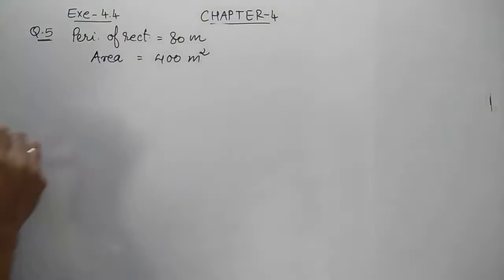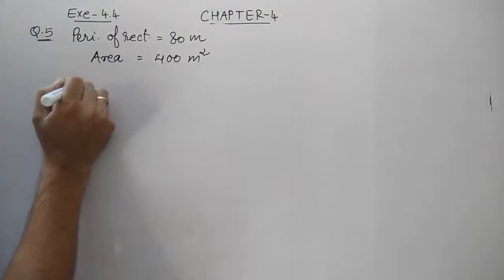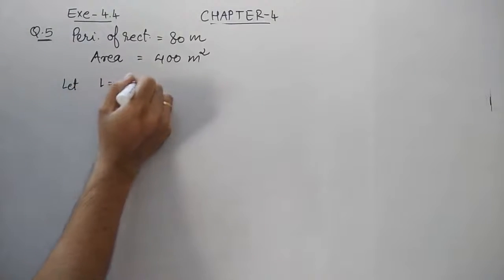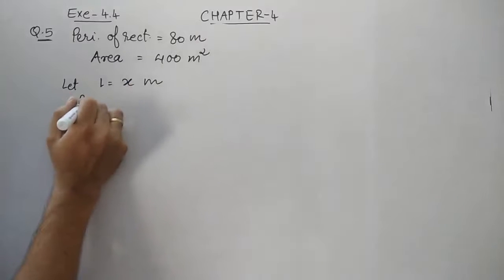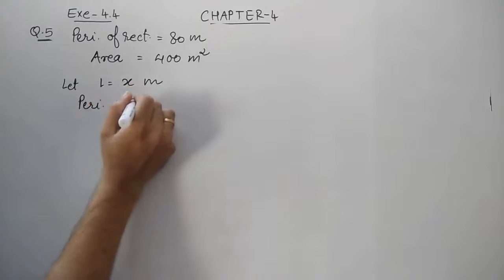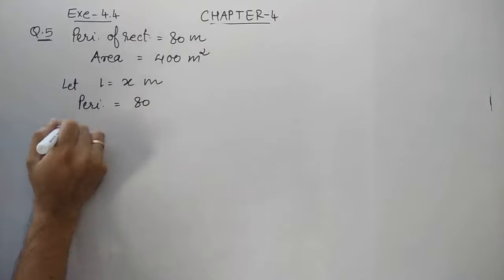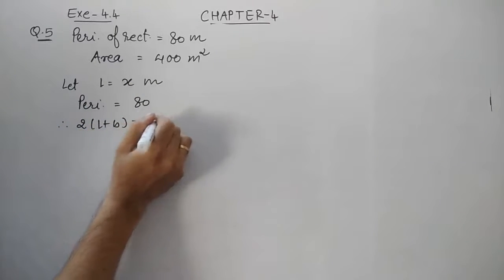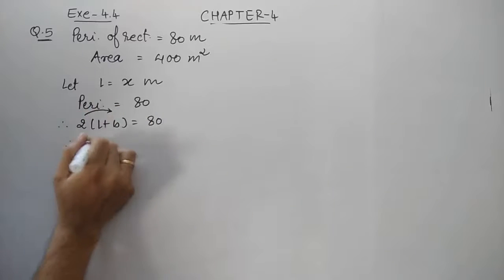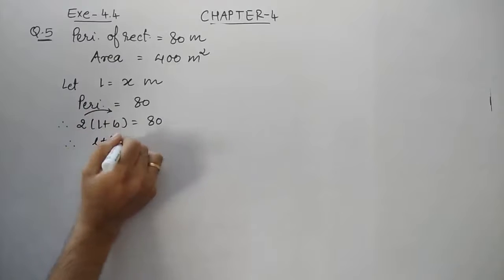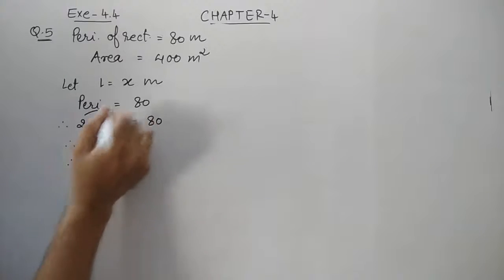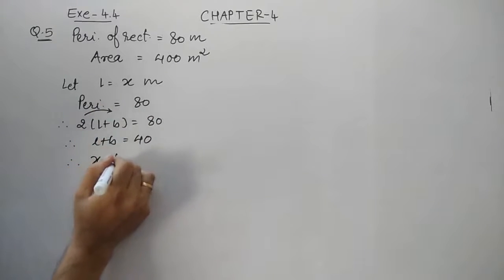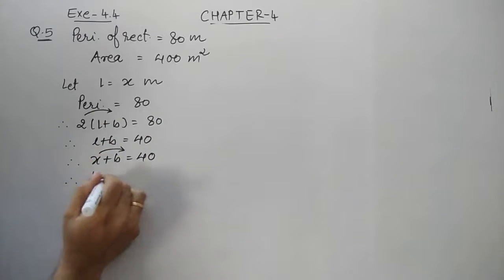So here for any of the dimensions we can suppose that the length of the rectangle is x meter. We know the perimeter is the relation between the length and breadth. Perimeter is 2 into length plus breadth, that is 80. I'll take this 2 to the right hand side. So length plus breadth becomes 40. The length we suppose x. So now you can see that the value of breadth we obtain in the form of x.